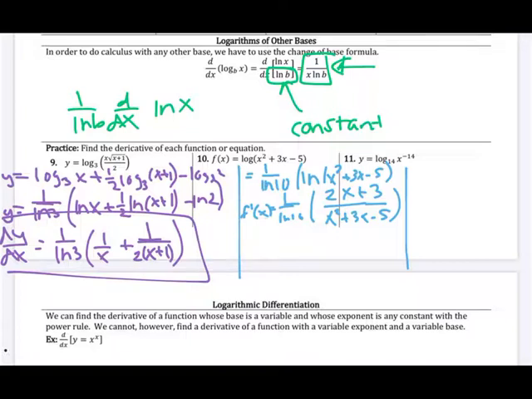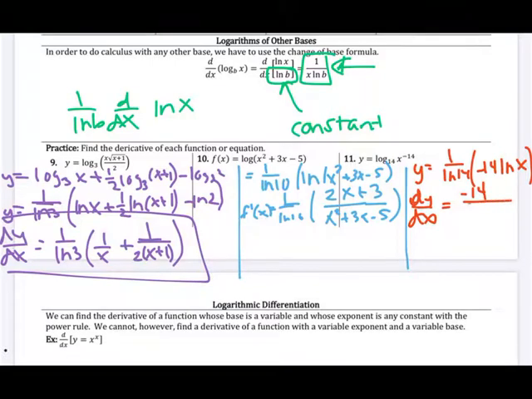All right, and number 11, let's start by rewriting this. This is going to be y equals 1 over natural log of 14 times, I'm going to move the exponent, negative 14 natural log of x. Then we can take the derivative, so dy/dx is going to be negative 14 over natural log of 14 times x. And we are done.